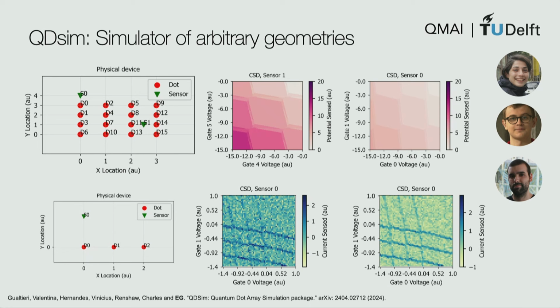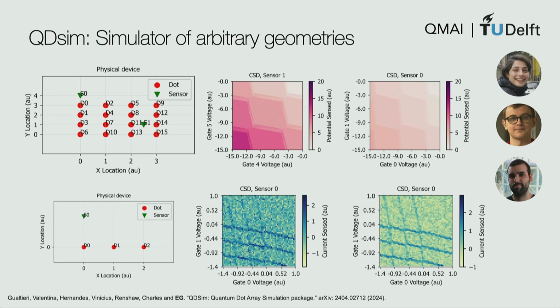And basically, what the package does is that you just define your chip. You just put where your qubits are, where your sensors are, where your gates are. And it produces the charge stability diagrams on demand, so you can just generate your machine learning training set on the go.